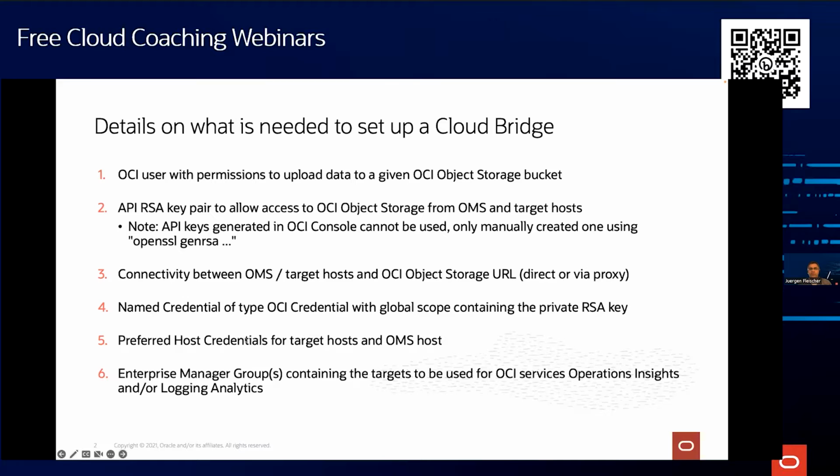We need preferred host credentials, because Enterprise Manager needs to submit jobs to the agents so that the agents will upload all the data from the individual database hosts to OCI. And we need an Enterprise Manager group containing all the targets, the host targets and database targets, so that Operations Insights will provide services and insights on host utilization and not just database ones. The same is true for Logging Analytics. You have host logs, database logs. So these are the prerequisites.